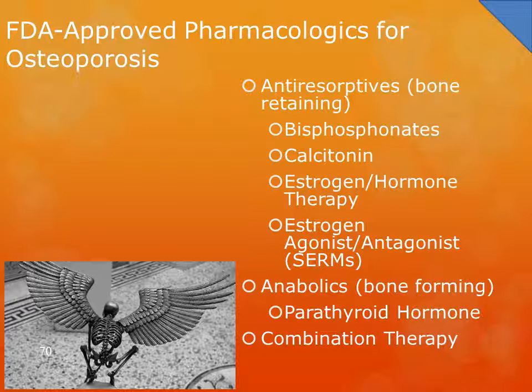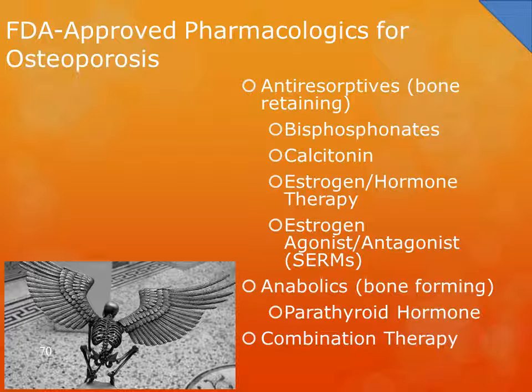So moving away from the integrative medicine approach, let's talk briefly about the FDA-approved pharmacologics, because Dr. Lin will be talking much more about these. We have three main approaches. We've got the anti-resorptives, mostly the bisphosphonates that we're talking about. We've got the anabolics, which are bone-forming, parathyroid hormone.